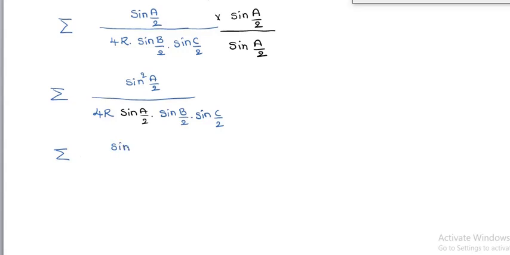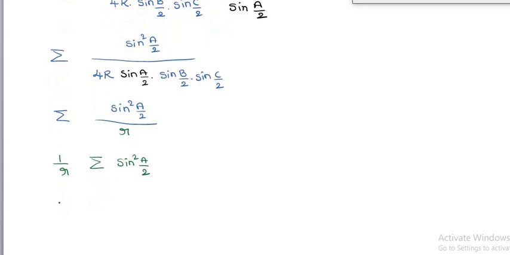Sin square A/2 divided by, this is the formula now, small r is the constant number, so 1 by r is constant, summation sin square A/2. Okay, next line right now. So 1 by r, summation is removed: sin square A/2 plus sin square B/2 plus sin square C/2.